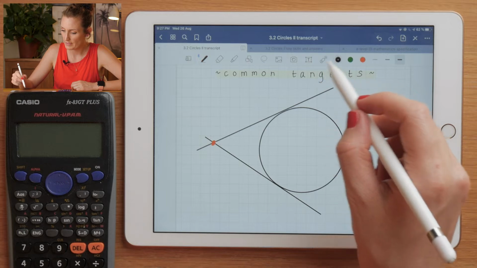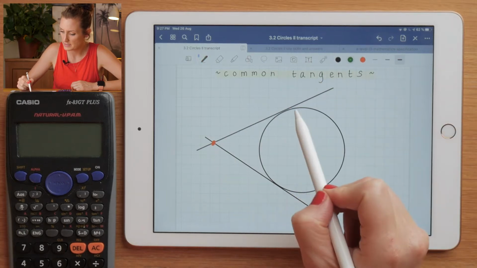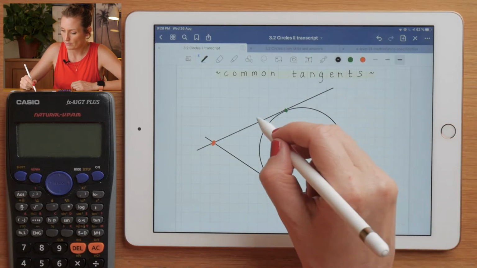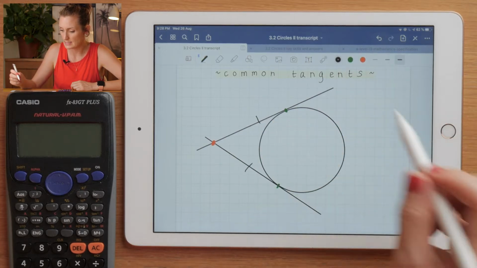What we're going to prove is that, imagine that this tangent intersects here with the circle and this one here. What we're going to prove is that this length is the same as this length.